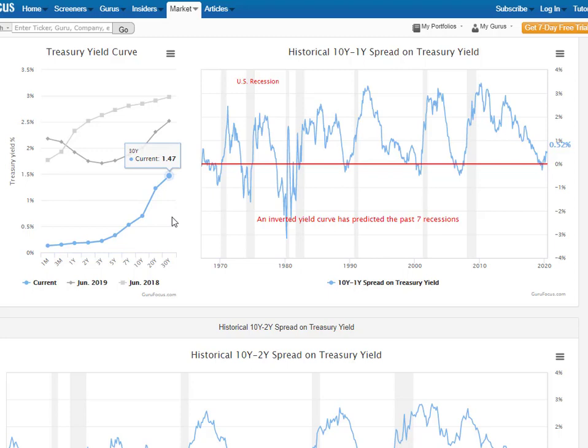However, there's a theory called the pure expectations theory, or the pure expectations hypothesis, which says that the time premium is flat. So there's no maturity risk premium. The premium for holding long-term securities is 0. And we'll see in the next video what the pure expectations hypothesis is about.